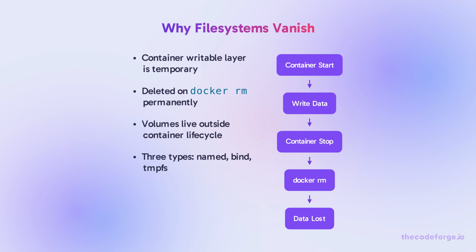When Docker builds a container, it adds a thin writable layer on top of the image's read-only layers. Every file you create lives there. The second you run docker rm, that layer is deleted permanently. Volumes fix this by storing data on the host, independent of the container.